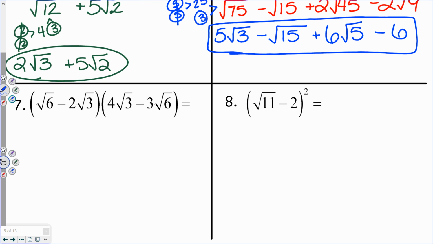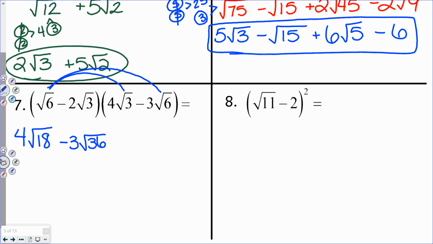Okay, so number 7. Are you ready? We got to distribute. So how slow should we go? Slow. Maybe not a snail, but turtles, they're a little faster. All right, so nice and slow. Radical 6 times 4 radical 3, 4 radical 18. Right? Outside numbers, inside numbers. And then radical 6 times negative 3 radical 6, negative 3 radical 36. And some of you are like, wait, that's perfect. I'm like, great, let's just go one step at a time. I know some of you see it and want to do something with it. Just hang tight a minute.